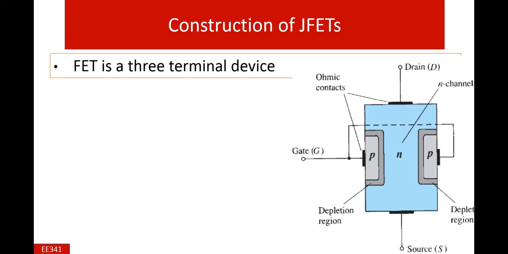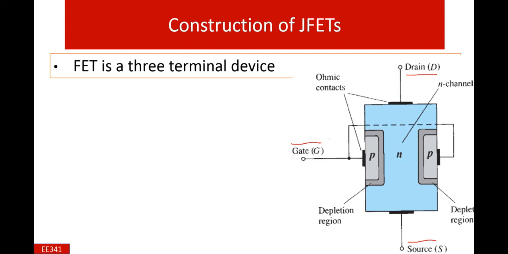This terminal is the drain, for draining of the carriers, and this is the gate which is controlling the channel, and this is the source. This is the source of carriers, this is the drain of carriers, and this gate is controlling the channel between drain and source. This is the FET, this is the JFET.